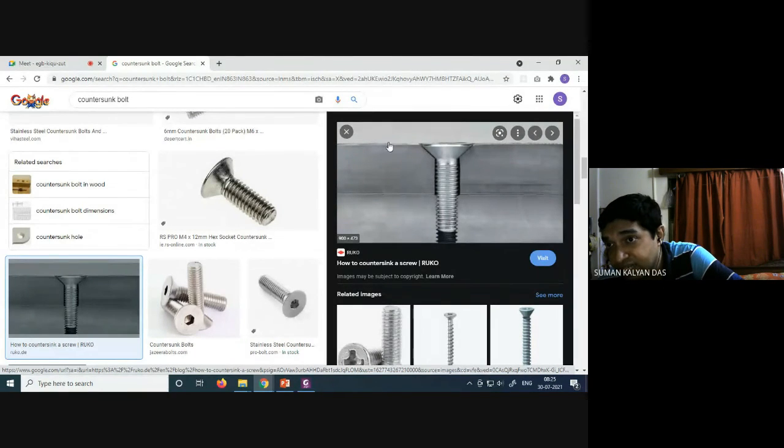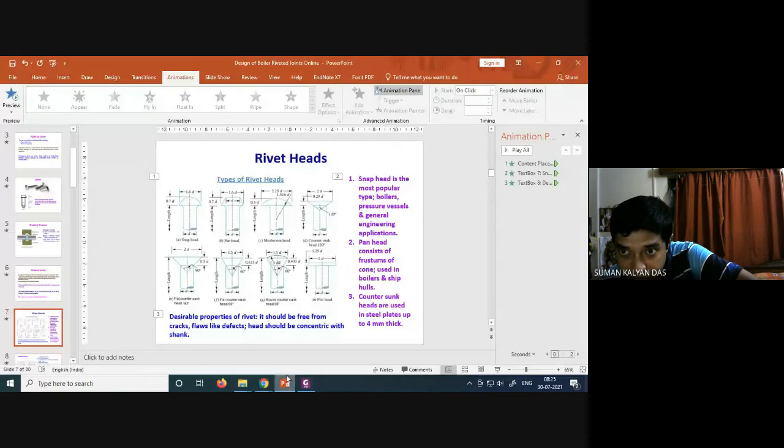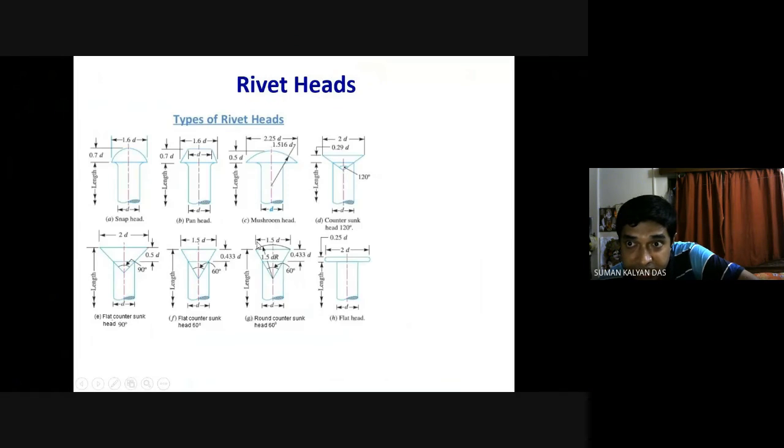Besides, if you think that some other part is there which should mate on this surface, there are two objects which should mate on this surface. If you talk about mating, then you need a perfectly flat surface. You cannot have any projection outside. So in those types of systems also, this countersunk arrangement is useful. In a particular application where you need this countersunk arrangement, these are the various types of countersunk rivets.